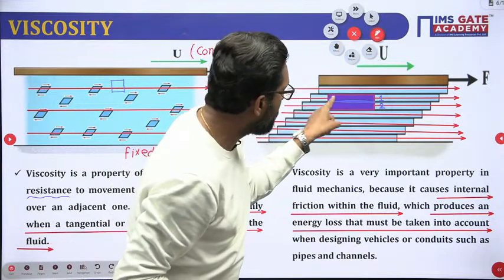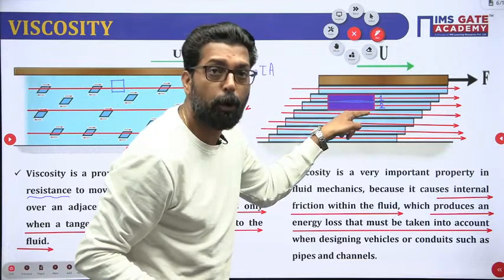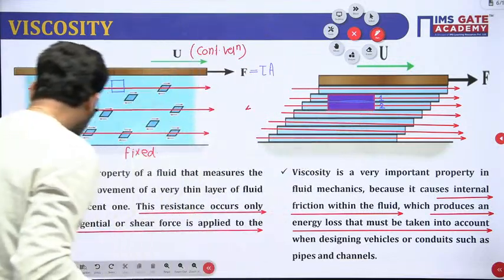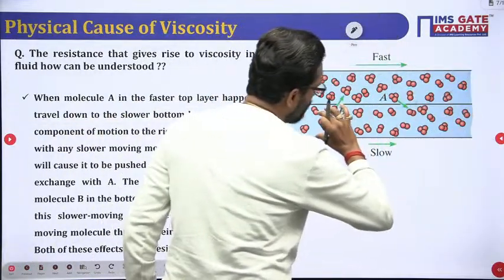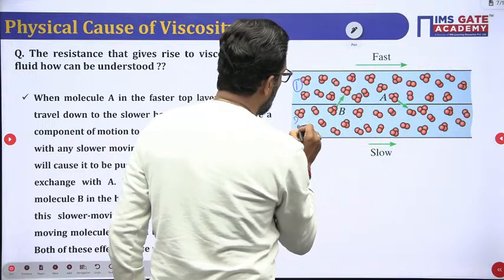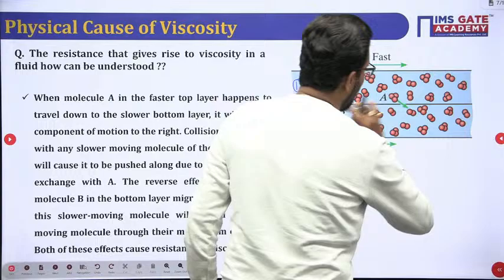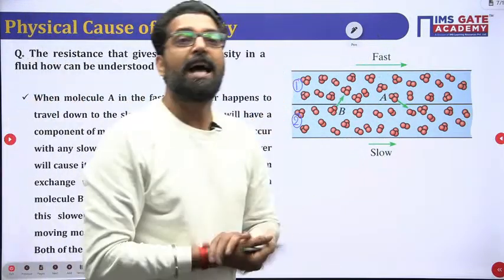So the upper layer must have a faster velocity and the lower layer a slower one. This is your faster layer, the upper layer, and this is your slower layer. Both are moving. Now, my dear, what happened?